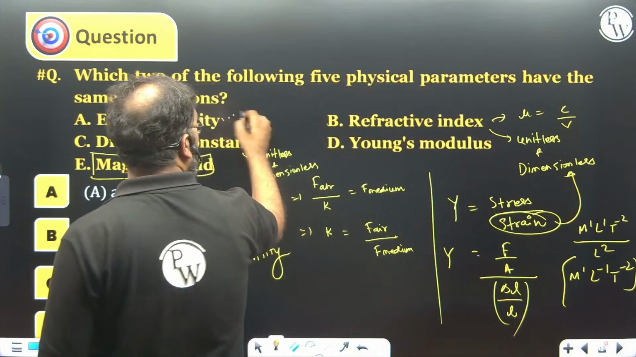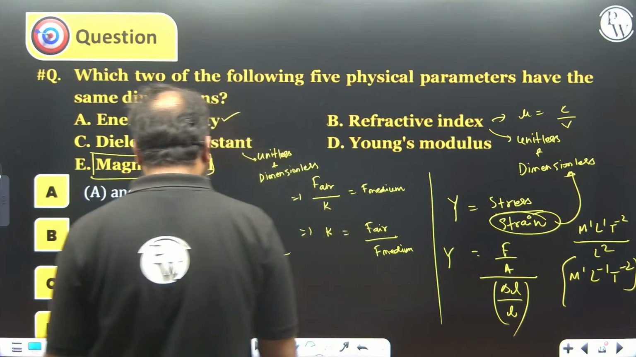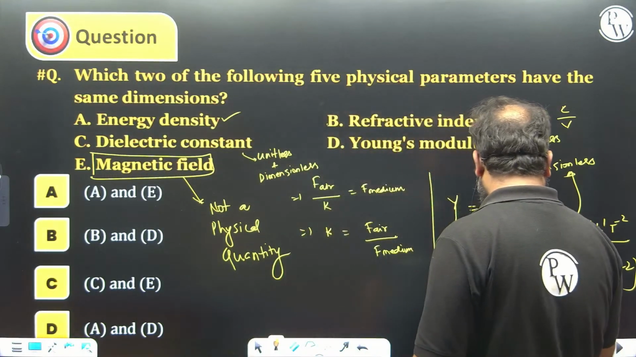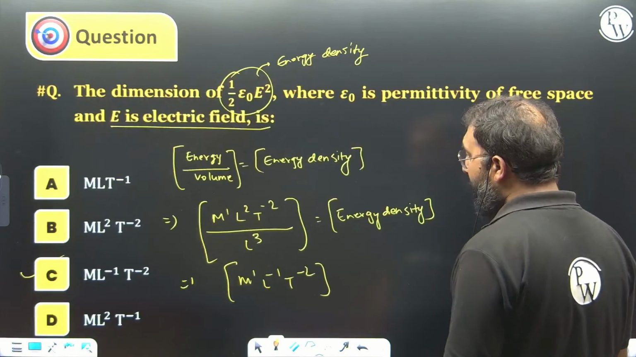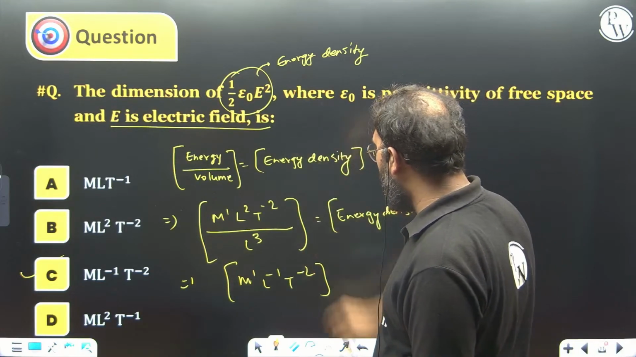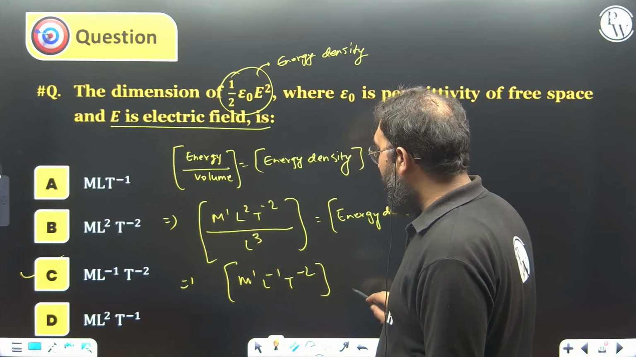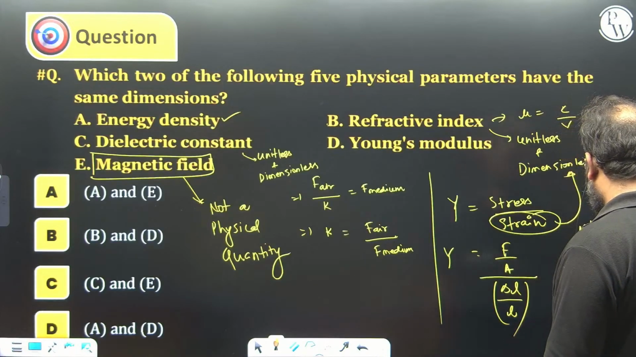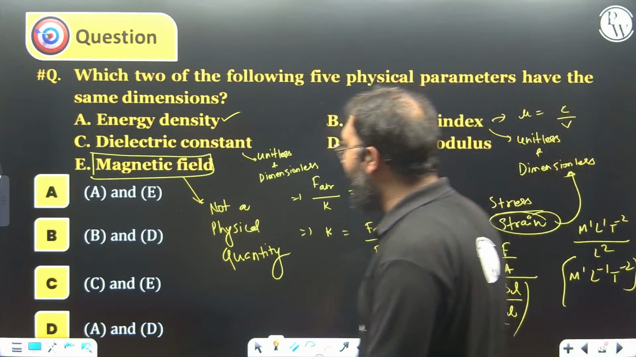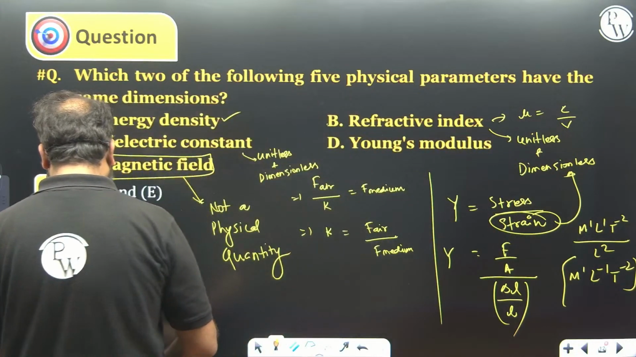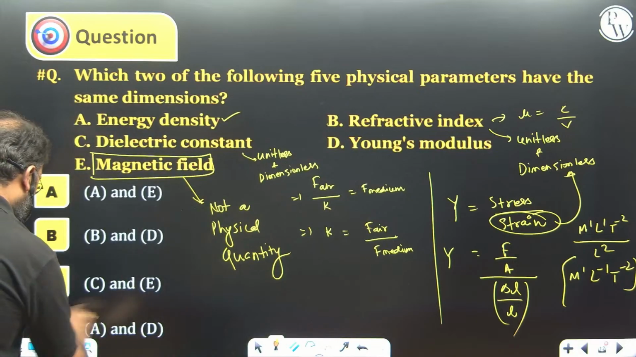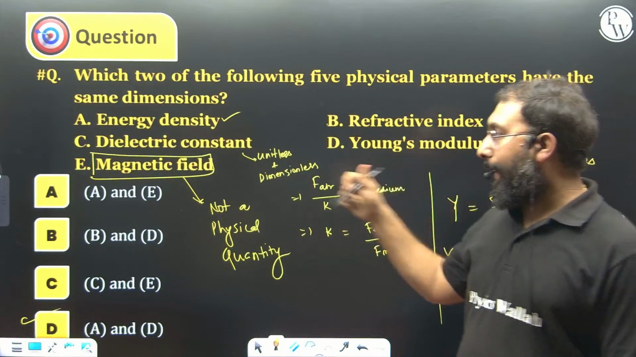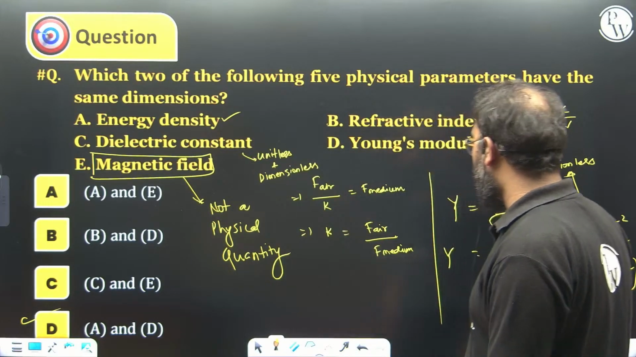So A is energy density, that was energy per unit volume. In the last slide we have written this one, energy per unit volume, that was coming to be M1 L minus 1 T minus 2, and this is M1 L minus 1 T minus 2. So you can see that A and D are having the same dimension. So D option is the correct answer. So in D option we have A and D, both having the same dimensions.